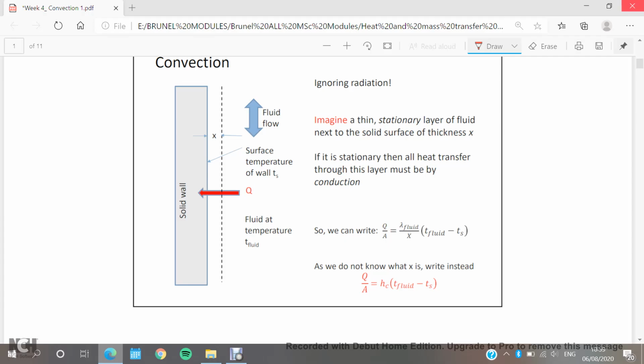Hello, today in this video I would like to discuss the second mechanism of heat transfer, which is known as convection heat transfer. In the previous video we had an idea about the first mechanism, which is called conduction heat transfer, and we said that the way that heat transfers through a material changes based on the phase of the material itself.